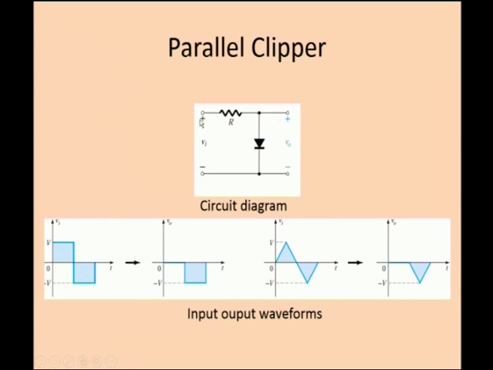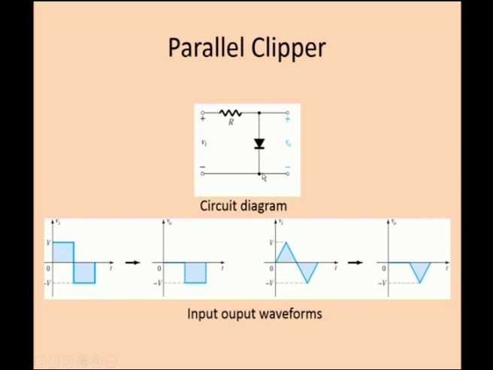So, for the positive supply, for the positive signal, the diode is on. If the diode is on, it is a short circuit. So, what will happen to the output? If it is a short circuit, there is no output. Across the short circuit, there is no voltage drop, and so the output is 0. And for the negative input values, the diode will be off. There is an open circuit.